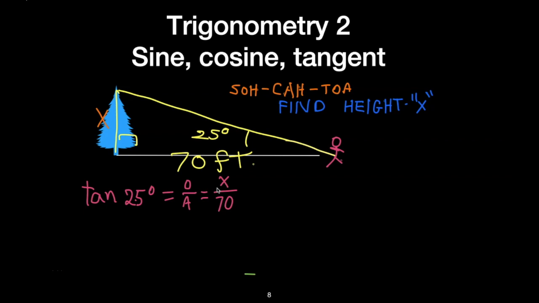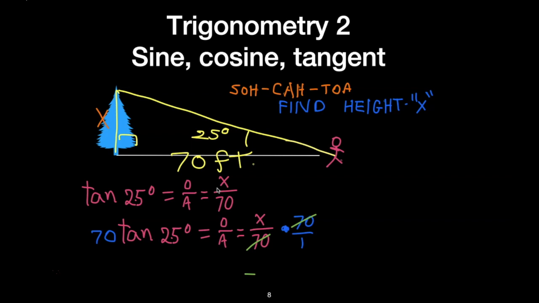Now notice that the x is divided by 70, and we need to get the 70 to the other side. So the reverse of dividing by 70 is multiplying by 70. Now you've got to multiply on both sides. The 70s on the right side cancel. So x equals 70 tangent of 25 degrees.